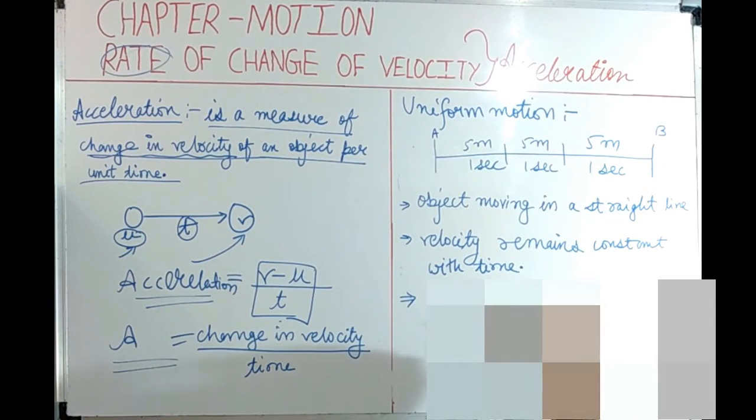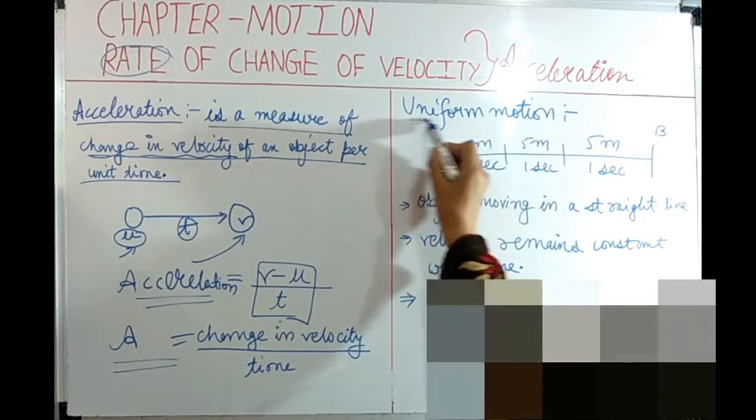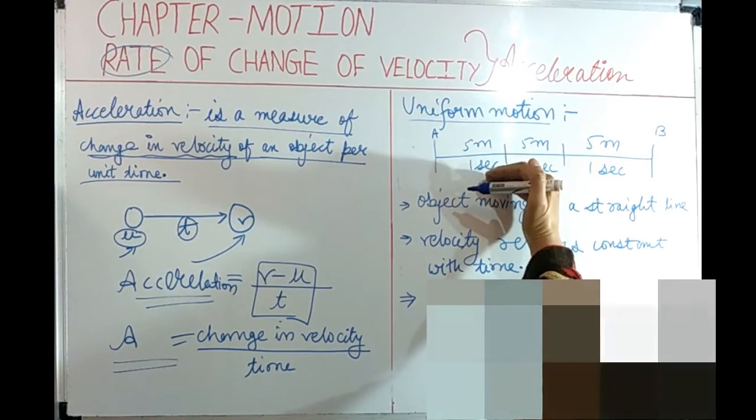Now let's discuss the uniform motion and non-uniform case. What will be the value of acceleration? How is the acceleration obtained in case of uniform motion and non-uniform motion? First is uniform motion. What is uniform motion? When the object covers equal distances in equal intervals of time.